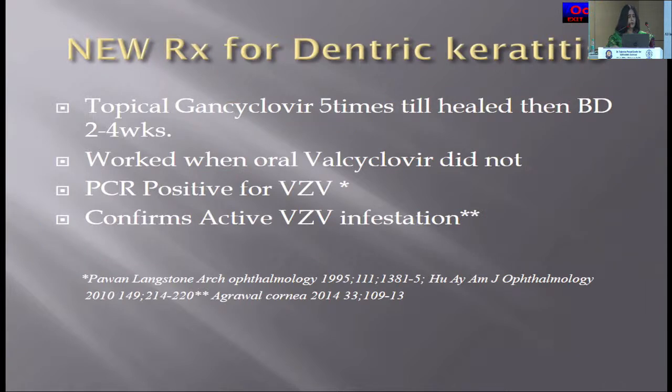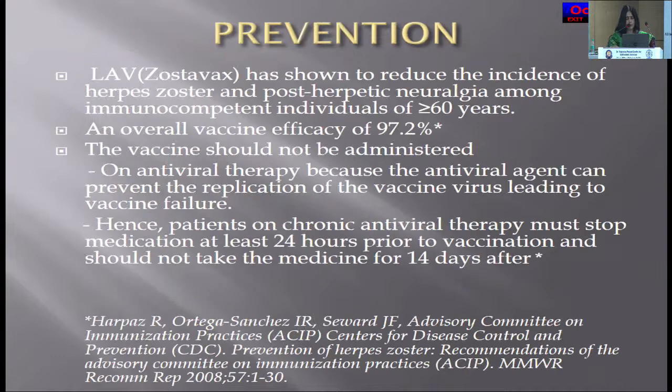So also for dendritic keratitis, a word here: it is proven that VZV has been isolated from the dendrites, so we must always endeavor to give them antiviral. Prevention is important. There is a recommendation of vaccinating individuals more than 60 years of age to prevent the incidence of herpes zoster ophthalmicus, which is increasing, and the overall vaccine efficacy is more than 97% in such cases.